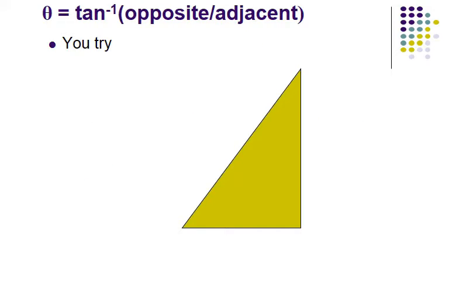Okay, so now let's go ahead and try this one. Let's say we are looking for this angle up here, theta. Here is the adjacent side, here is the opposite side, here's the hypotenuse. Let's say the adjacent side is 20 meters and the opposite side is 17 meters. And you want to find that angle theta. So go ahead and pause the clip and solve for that and see if you got it.